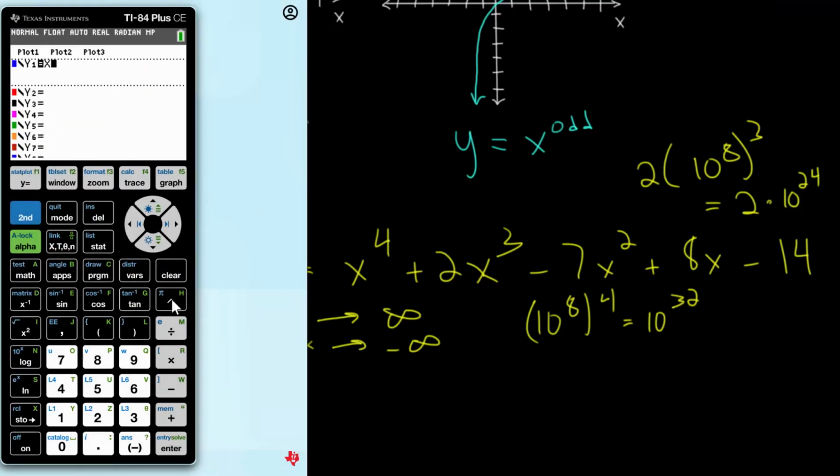So we have x raised to the fourth power. Now we'll get out of the exponent plus 2x to the third. And make sure you're always clearing out of that exponent or else you'll continue writing as an exponent. We have minus 7x to the second plus 8x and then minus 14. And we'll start with a standard zoom and then zoom really far out from there.